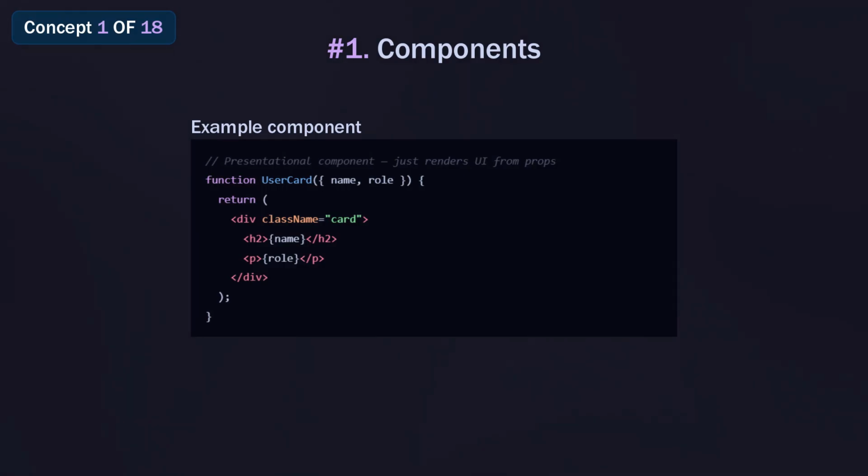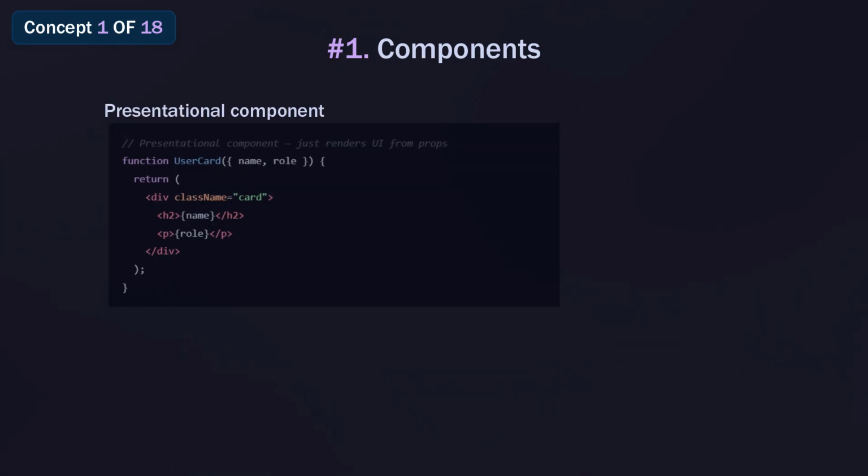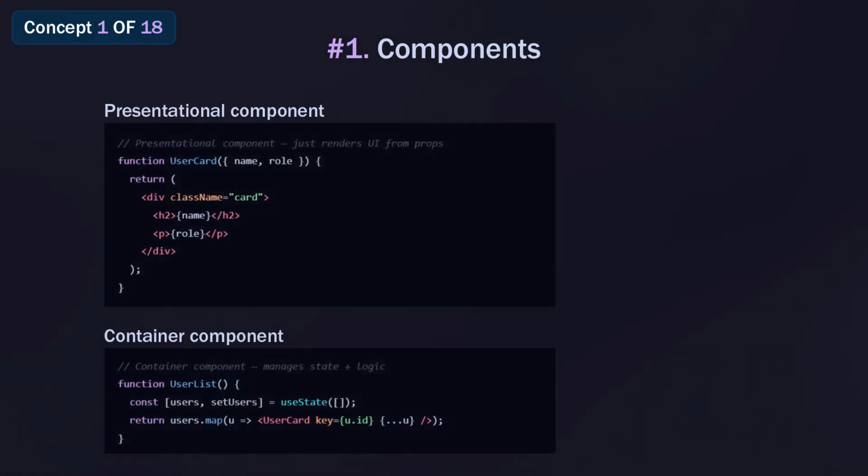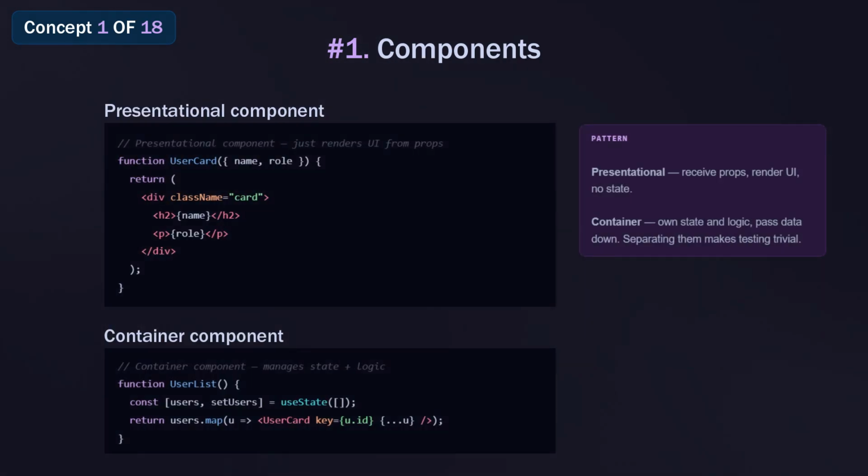in a few years. The most useful mental model for organizing components is the split between presentational and container components. Presentational components receive props and render UI, nothing else. Container components hold logic and state, and pass data down. You don't need to enforce this as a hard rule, but keeping these two concerns separated makes your codebase dramatically easier to test and reason about. One component, one responsibility. That's the guiding principle.